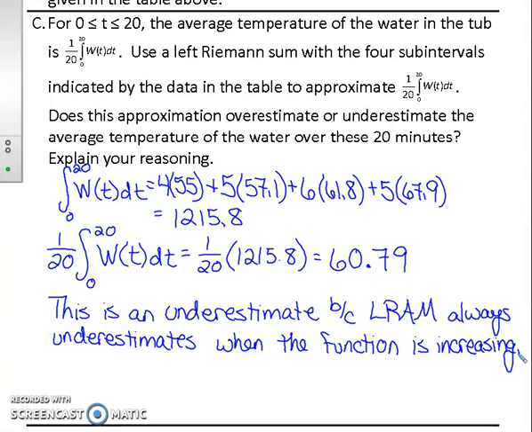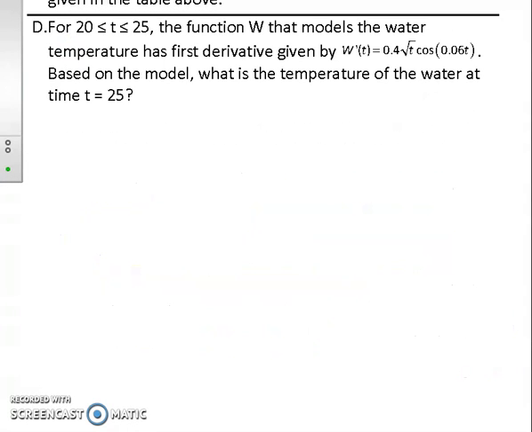So this part of the FRQ was worth 3 points. You got 1 point for setting up the LRAM correctly and showing that setup. Your answer couldn't just pop out of nowhere. And then you got 1 point for the correct answer of 60.79 and then 1 point for the explanation there. So 3 points for part C. And then that takes us to part D.